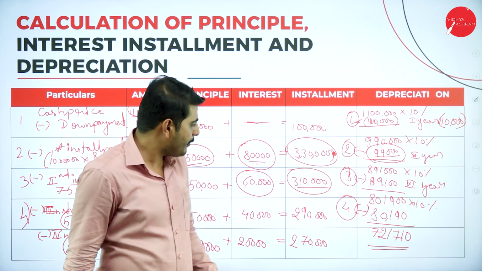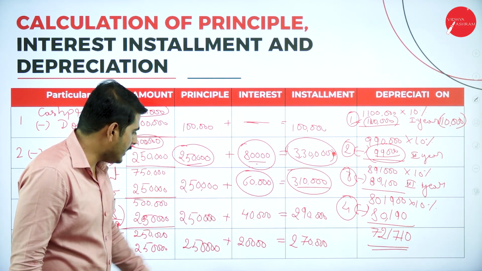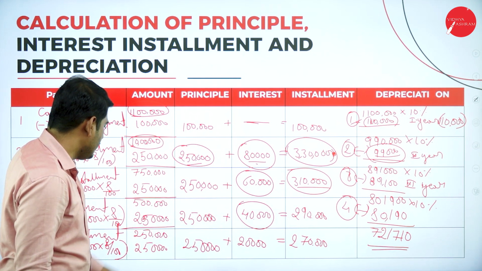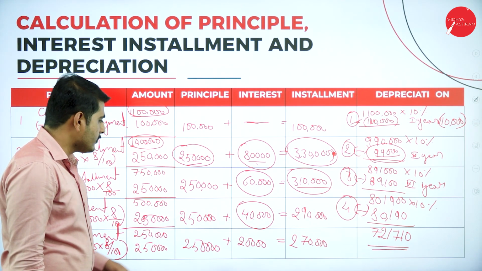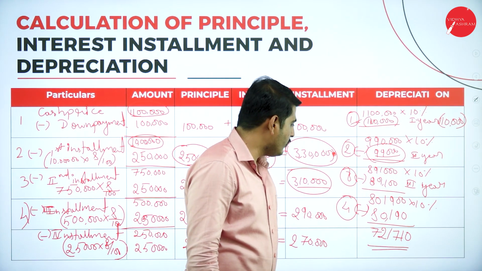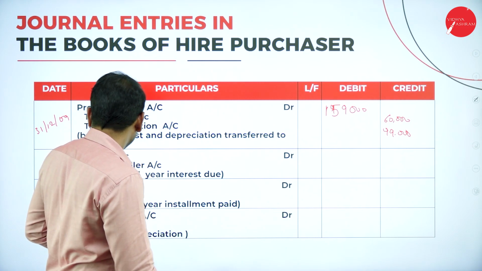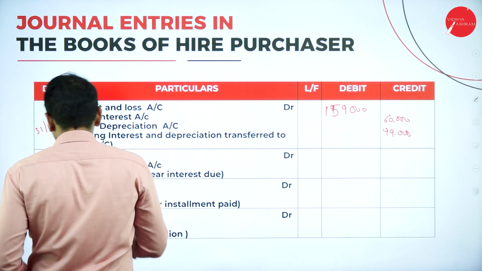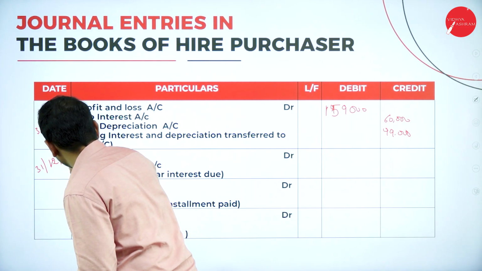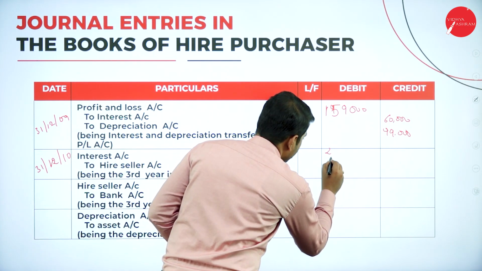What is the third year installment? We are paying 2,90,000 rupees as the installment. What is the interest? 40,000 is the interest for the third year. So the principal will be the same. 40,000 is the interest and 89,100 is the depreciation. Now interest account. What is the date? The date will be the next 31st/12/2010. Journal entry. What is the interest? 40,000 is the interest.